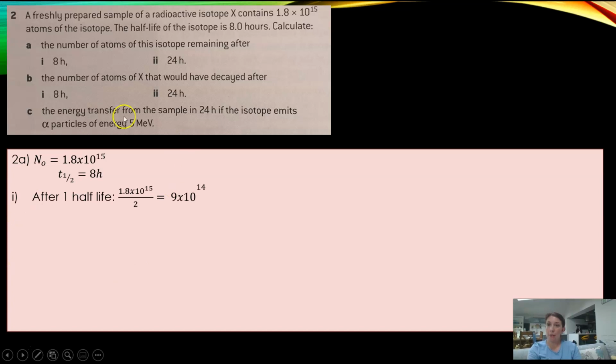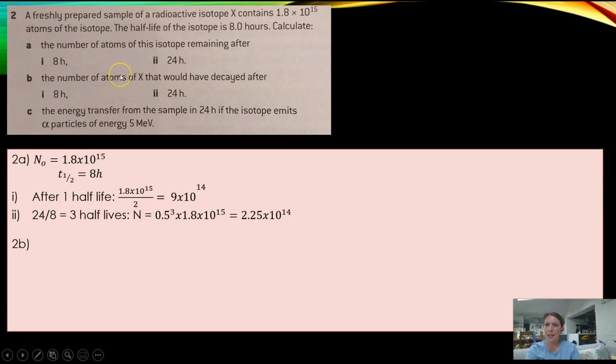So after one half-life, which is the first one, the number will have halved, so it's 9 times 10 to the 14. After 24 hours, 8 fits into 24 3 times, so then you use that handy calculation. You've got 0.5 to the power 3, which is the number of half-lives, times your original number of atoms, and it gives you 2.25 times 10 to the 14. Technically 2.3 times 10 to the 14 to 2 significant figures.